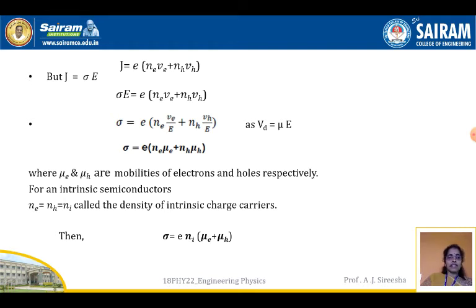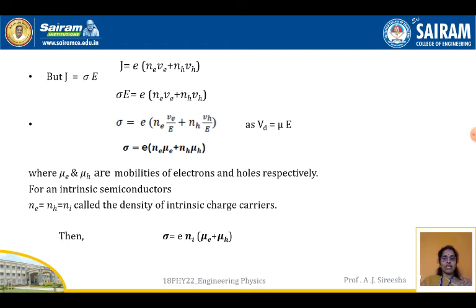For an intrinsic semiconductor, Ne is equal to NH is equal to Ni. What is an intrinsic semiconductor? It is a pure semiconductor where there is no doping at all. So the number of electrons is equal to the number of holes. It is a pure semiconductor. So Ne, the number of electrons, is equal to the number of holes in an intrinsic semiconductor, which is nothing but a pure semiconductor.